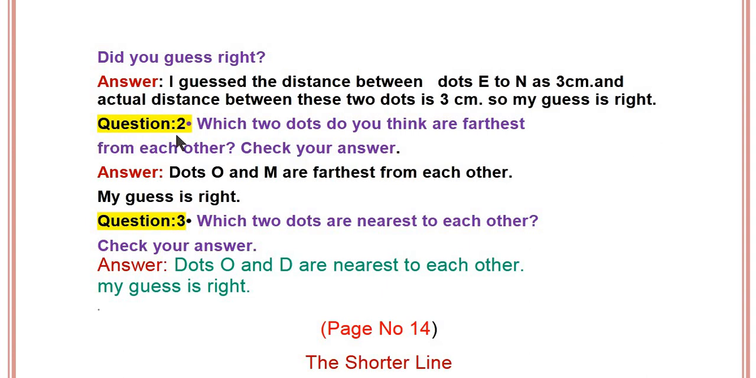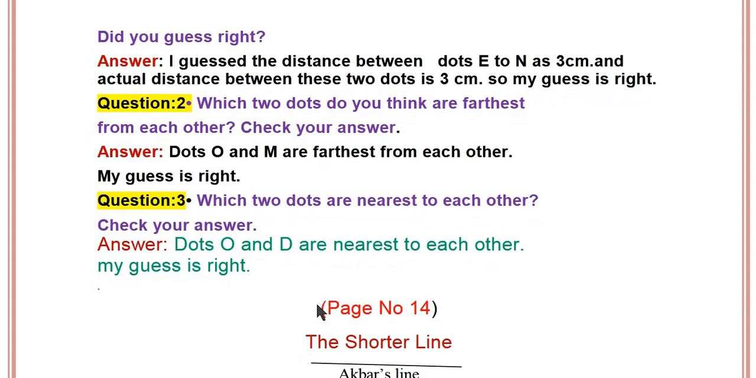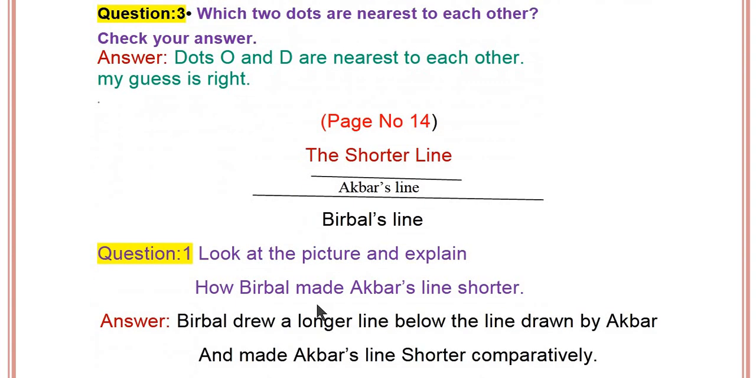Now question number 2. Which two dots do you think are farthest from each other? Check your answer. Answer, dots O and M are farthest from each other. My guess is right. Question number 3. Which two dots are nearest to each other? Check your answer. Answer, dots O and D are nearest to each other. My guess is right.